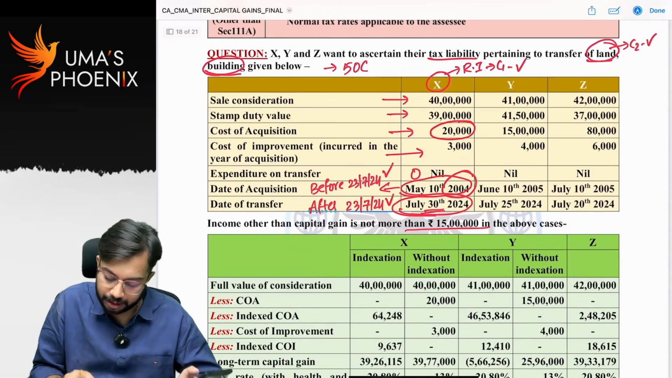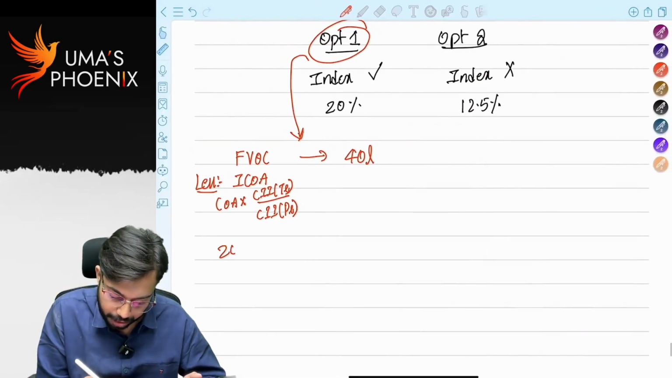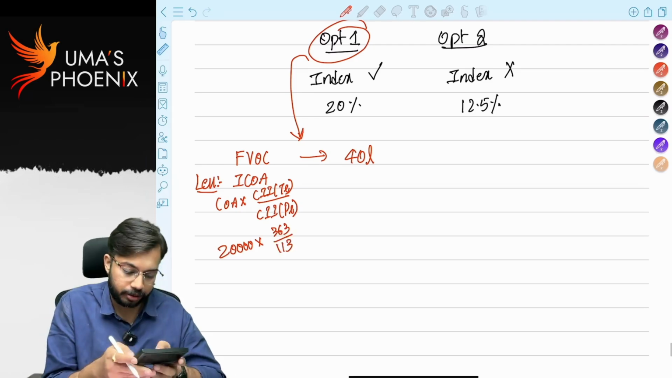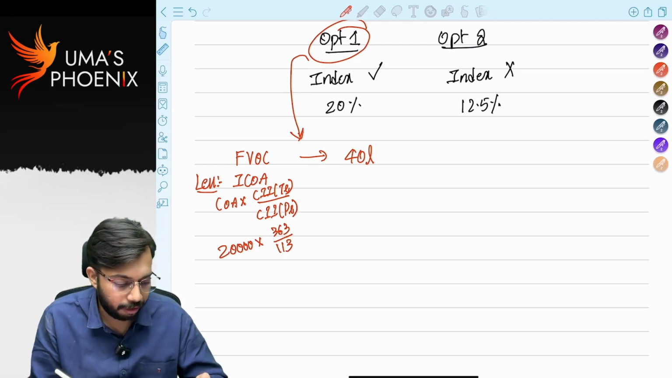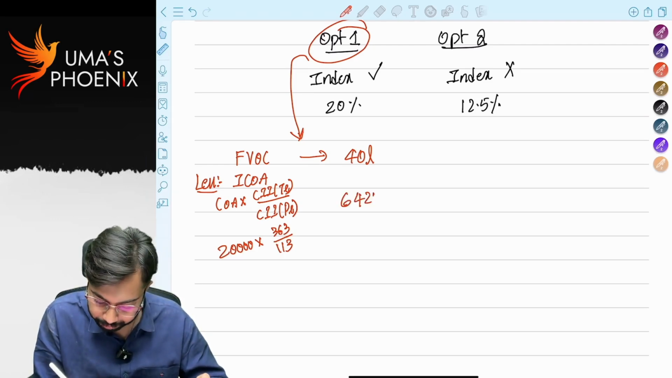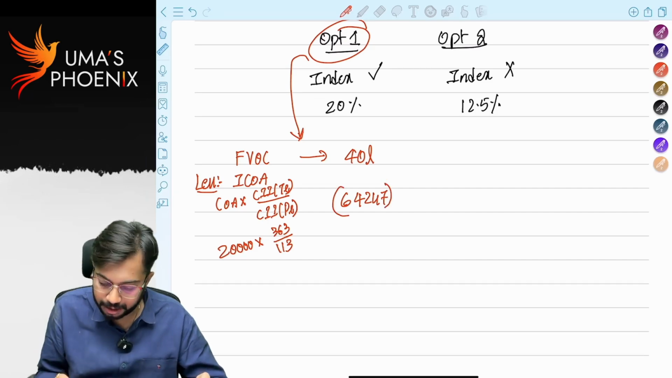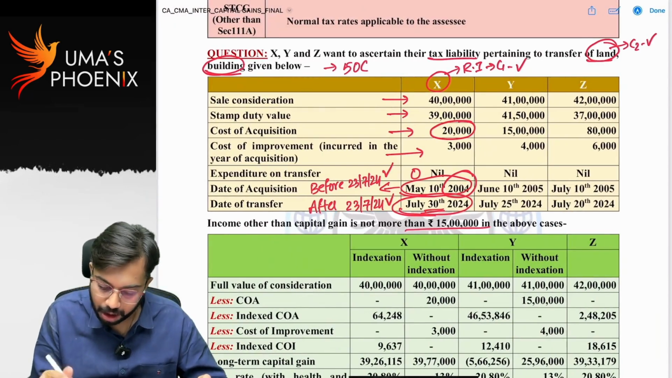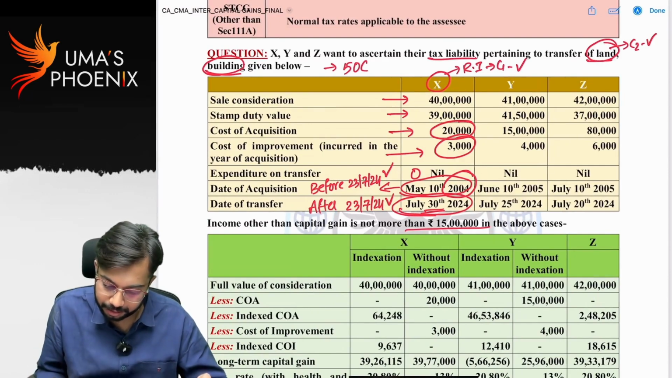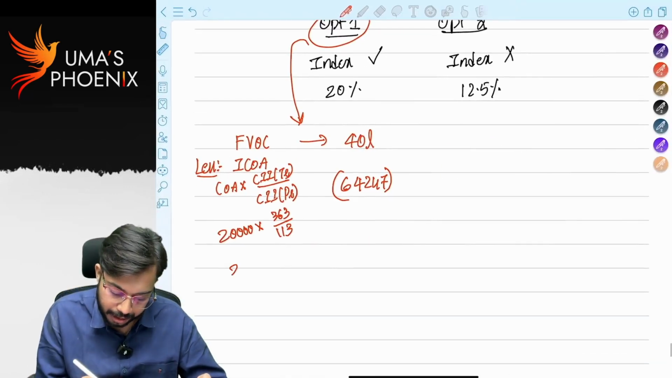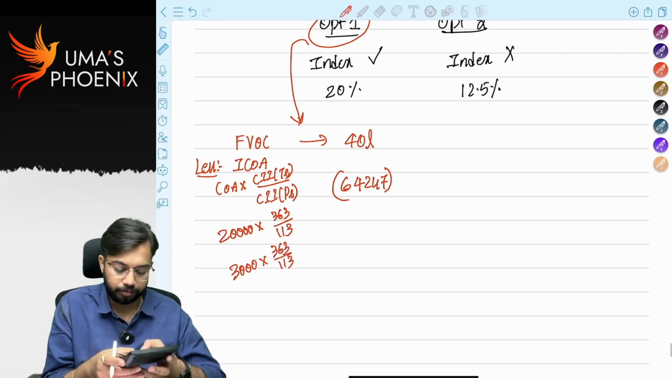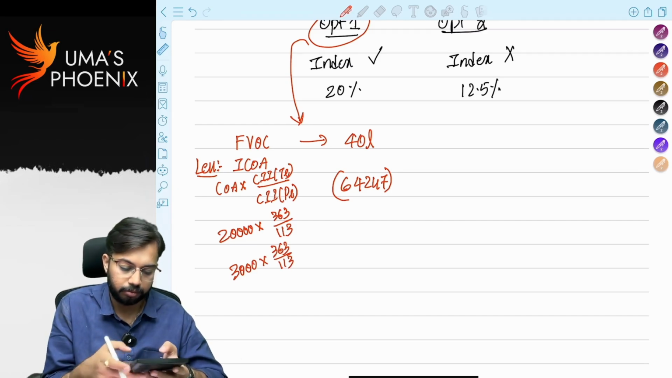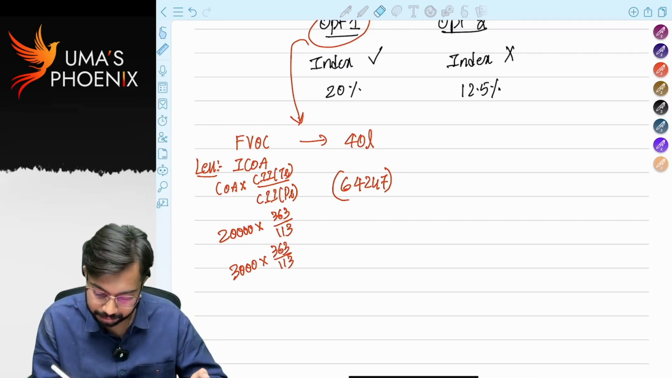So 20,000 into 363 divided by 113. How much? 64,247. How much is cost of improvement? Cost of improvement is 3,000. So 3,000 into 363 by 113. How much? 9,637.